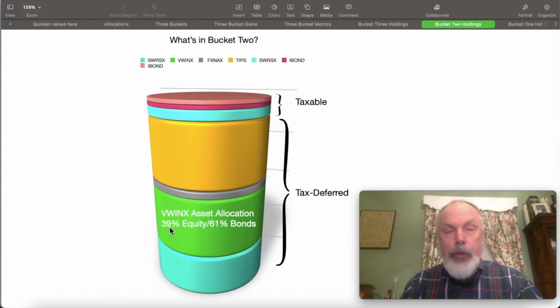Now, a few things about the Wellesley Income Fund. It is a 39% equity, 61% bond fund, and I've had this one and its sister fund, the Wellington Fund, which is in bucket 3, for almost 20 years. But its expense ratio is 0.22%, and that's about 5 times more than I'd like it to be. So I may be replacing this soon.